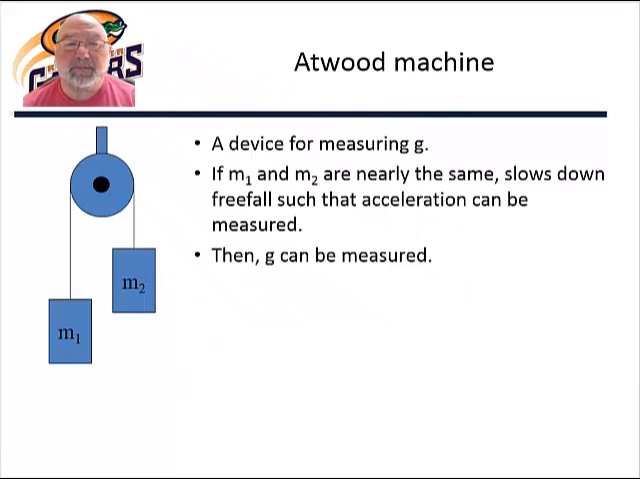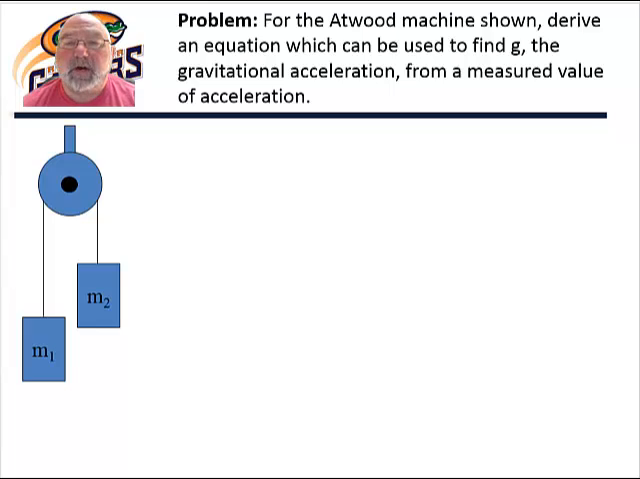So the Atwood Machine is just two masses hanging over a pulley. The more massive of the objects, or the heavier of the objects, causes the system to accelerate in its downward direction. If we collect the right data, we can actually measure g, the acceleration due to gravity. Now, for this Atwood machine, we're going to derive an equation which can be used to find g, the gravitational acceleration, from a measured value of acceleration.